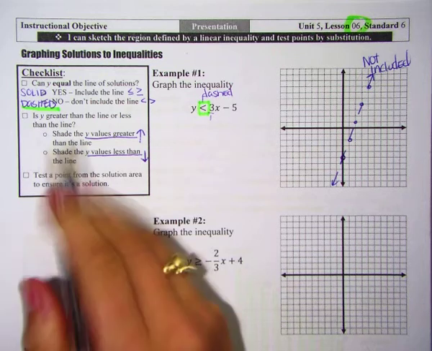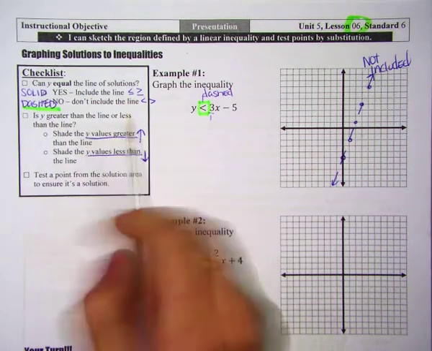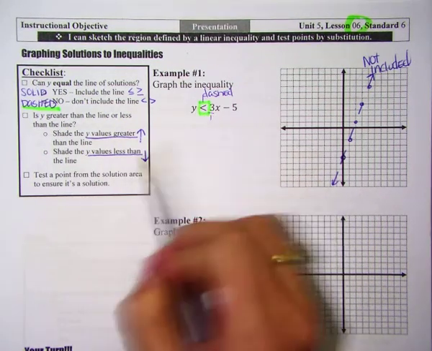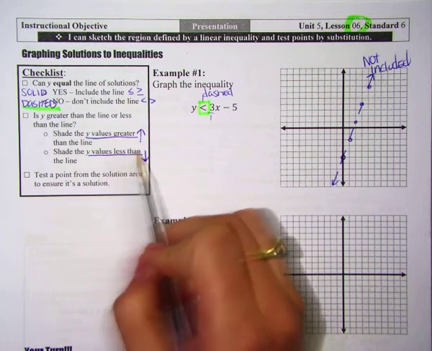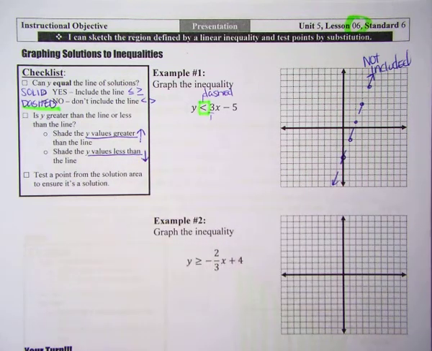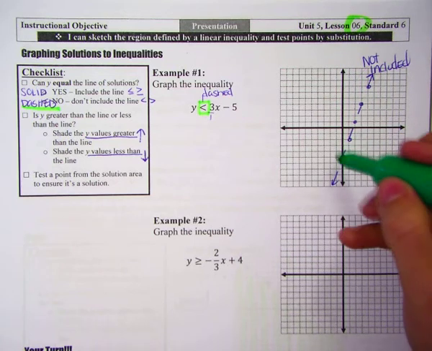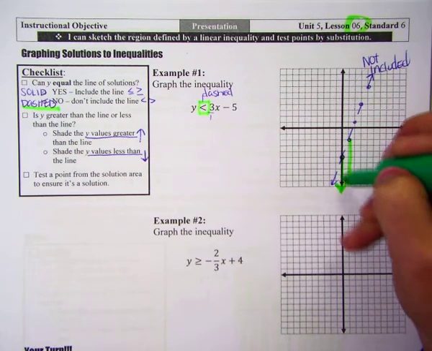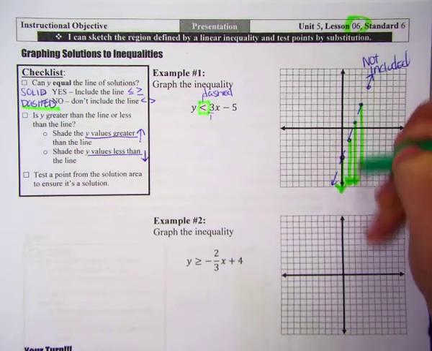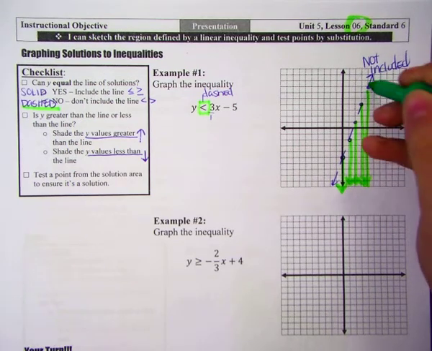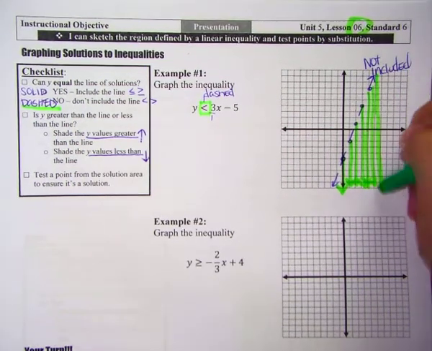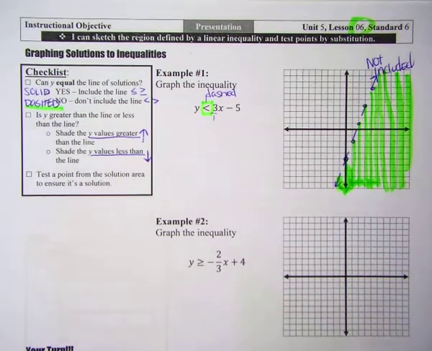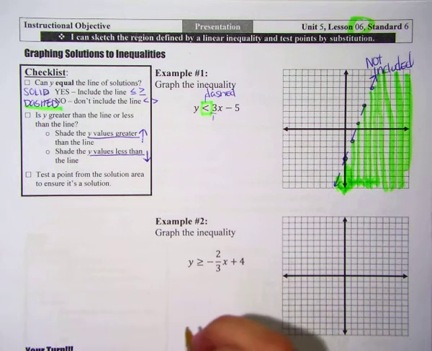The next question says, is y greater than the line or less than the line? So this says y is less than the line. So we'll shade the y values that are less than the line. So what you do is you go to your y-intercept, and the y values that are less than the line are below the line. So you shade down from the line. Everything over here is shaded. All of these values are less than the line.